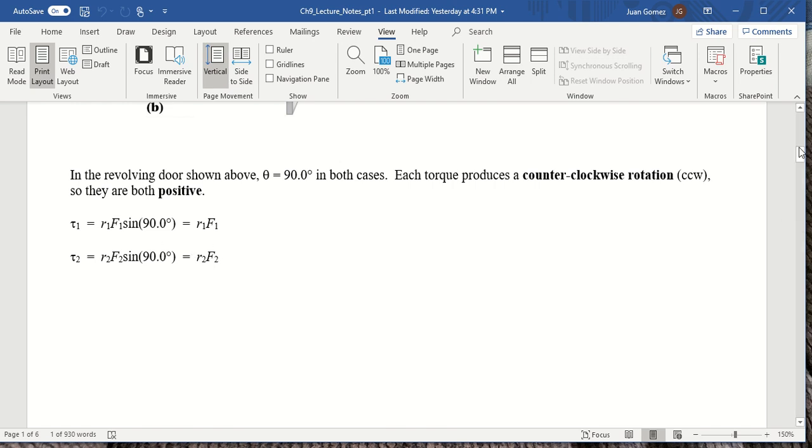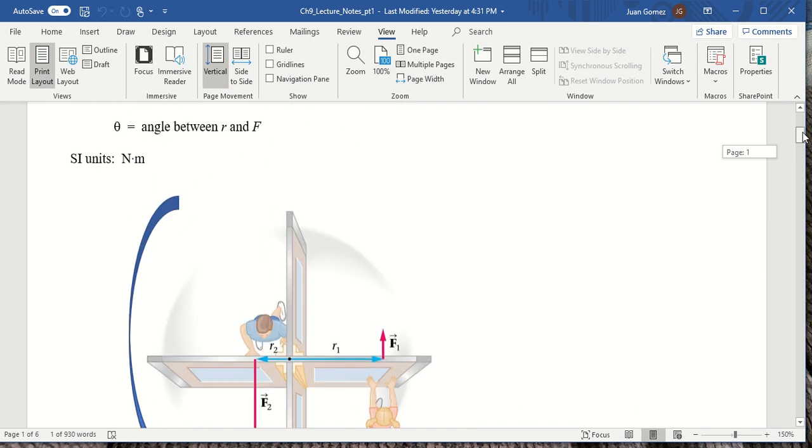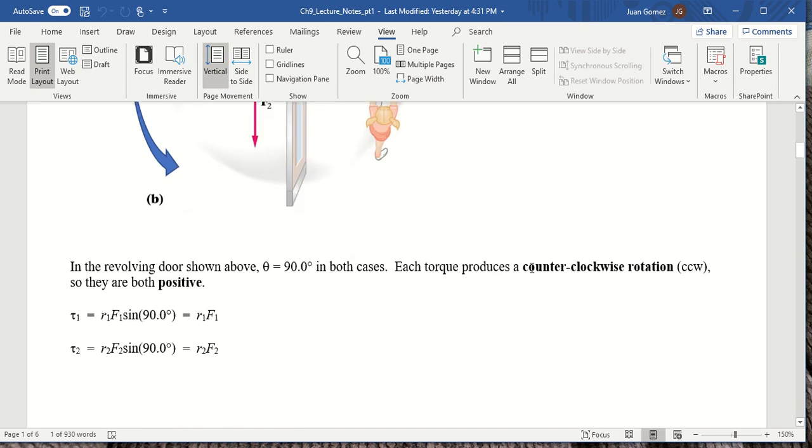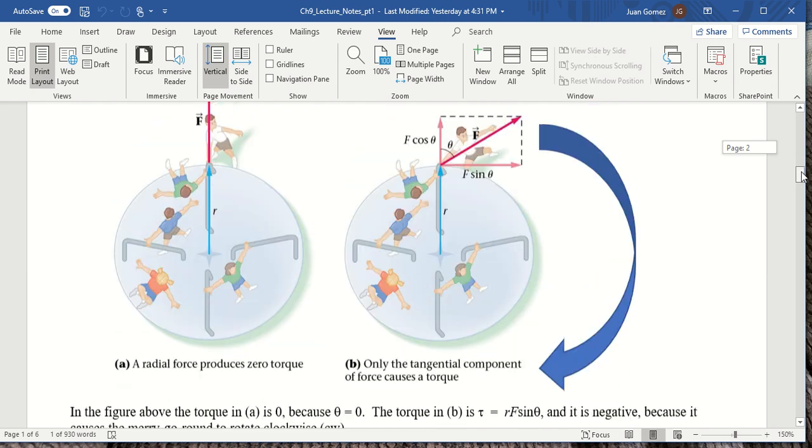Now, how do we know if a torque is positive or negative? Well, by definition, if a torque produces a counterclockwise rotation, as indicated by this arrow, it's very clear to see the door is going to rotate counterclockwise. By definition, counterclockwise is a positive torque. So in this case, tau 1 and tau 2 are both positive. Well, let's look at another example.